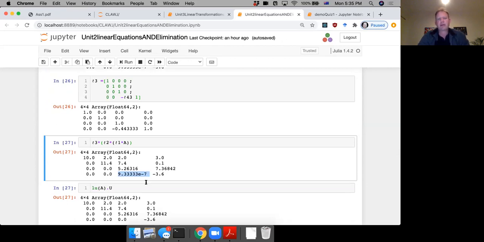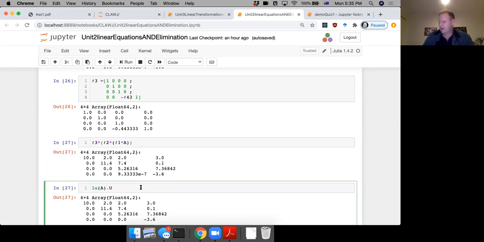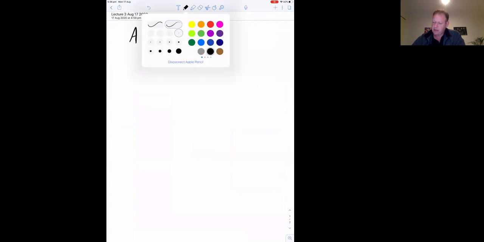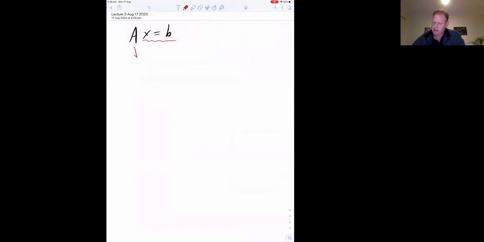Okay, so let's go back now to the system of equations. I'll share the scratchpad real quick. Yes, so what we had: we started with Ax equals B. We're not worrying about this red bit for now. We're just thinking about the matrix A.